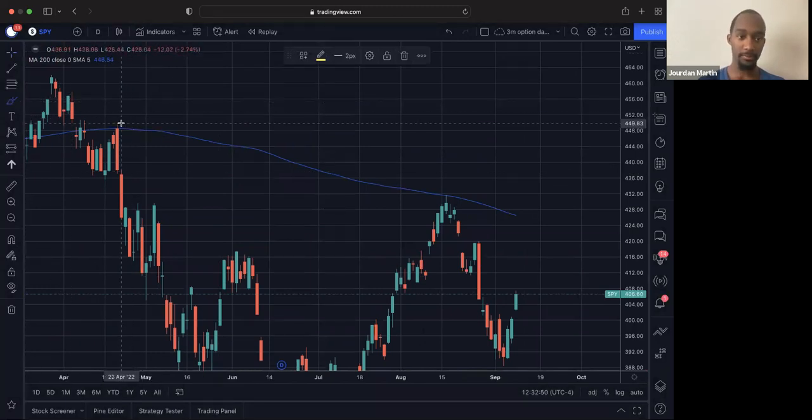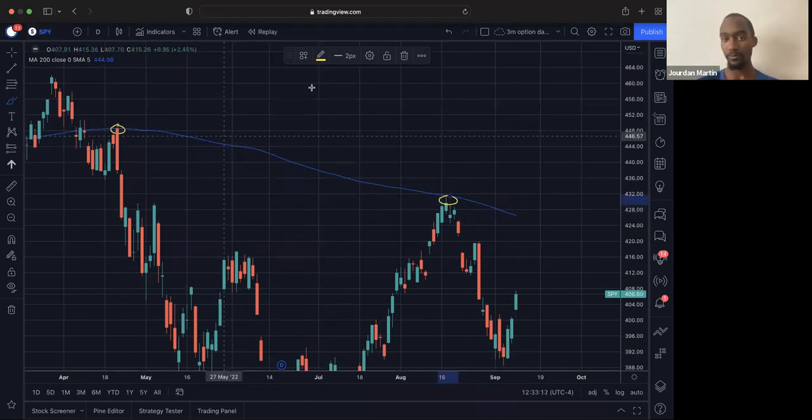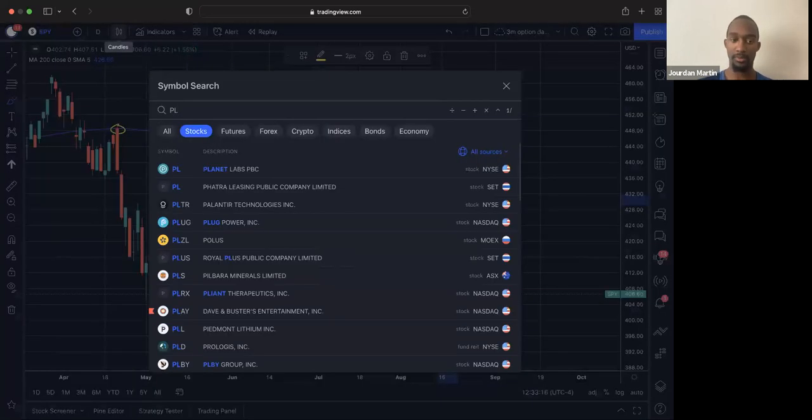What do we see here? It came up and rejected the 200-day moving average. Came up again, rejected, right? So this is two examples back to back of SPY treating the 200-day moving average as a resistance, right? This is a resistance that is fluctuating with the market, okay? So remember that. Let's go back to plug.